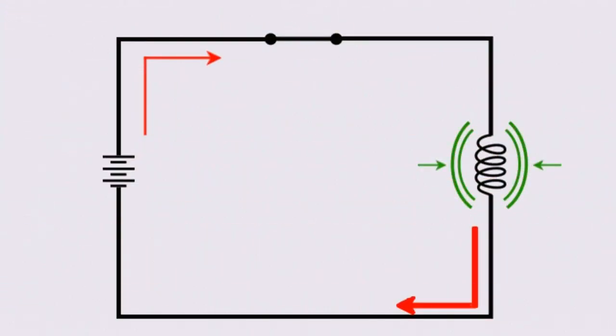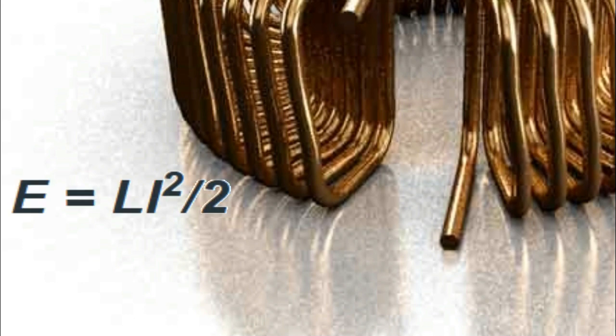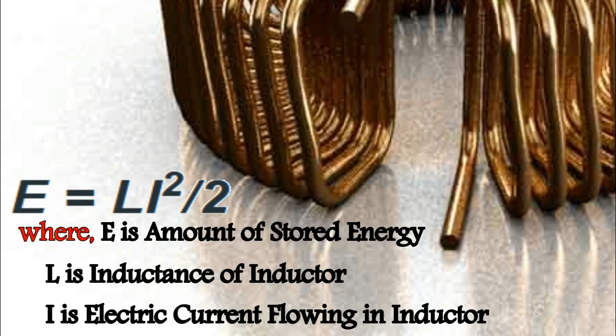Energy stored in an inductor. When electric current flows through an inductor, electrical energy is stored in it. An inductor stores this electrical energy in the form of magnetic energy. The amount of electrical energy an inductor can store depends on its inductance and the magnitude of the electric current flowing through it. This formula can determine the electrical energy stored by an inductor.